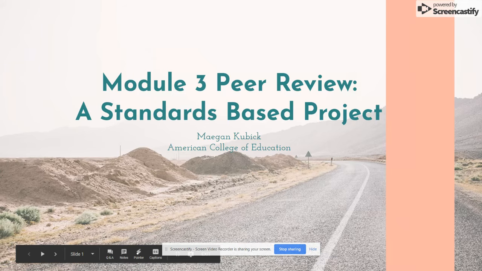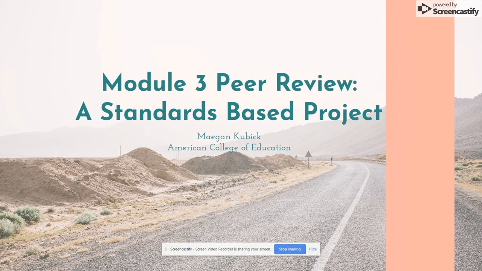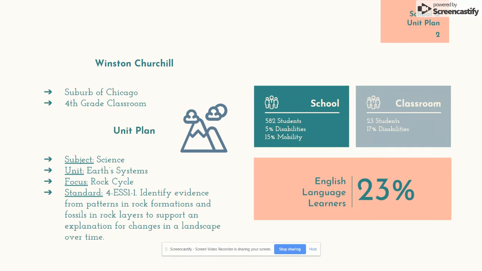Hi, today we're going to be going through my Module 3 peer review, a standards-based project. My school, Winston Churchill, is in a suburb of Chicago, and my classroom is a 4th grade classroom. In my classroom particularly, I have 23 students, 17 of which have disabilities, which is a little bit higher than the average for the school.